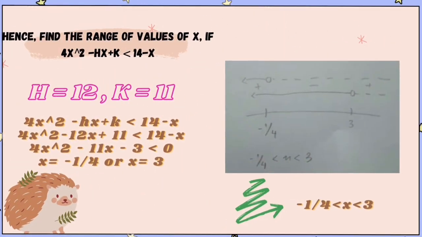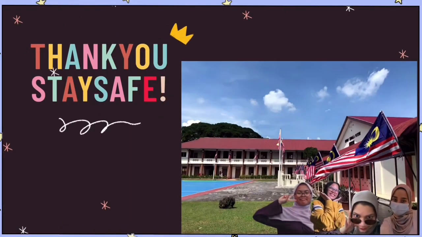For the last question, we need to find the range of values of x if 4x squared minus hx plus k is less than 14 minus x. Substitute the equation with the answer from 3a. After that, we move the right side so that the expression will be less than 0, and use the number line method to get the range of x. And for the final answer, you will get x is more than negative 1 over 4 but less than 3.